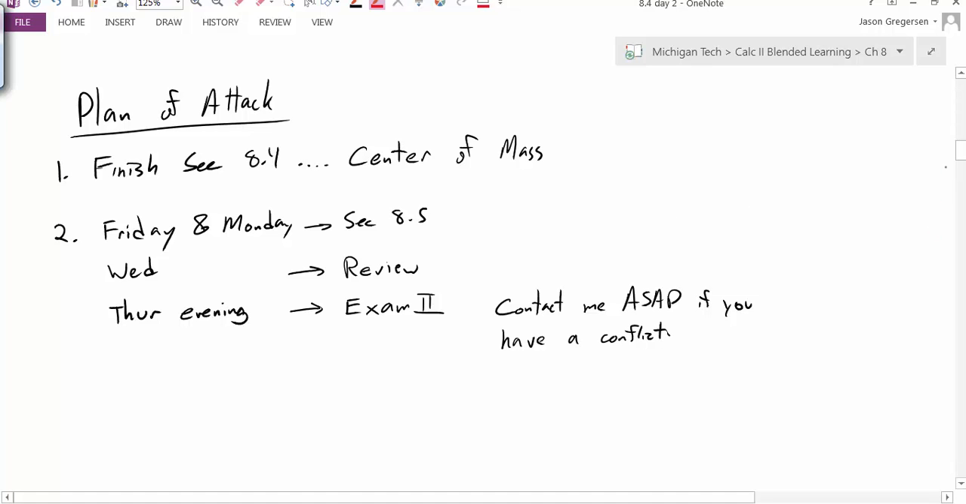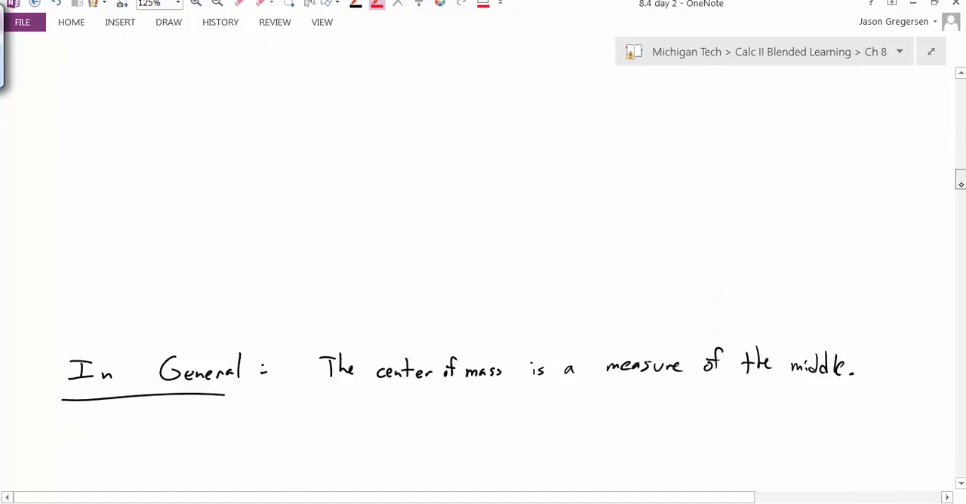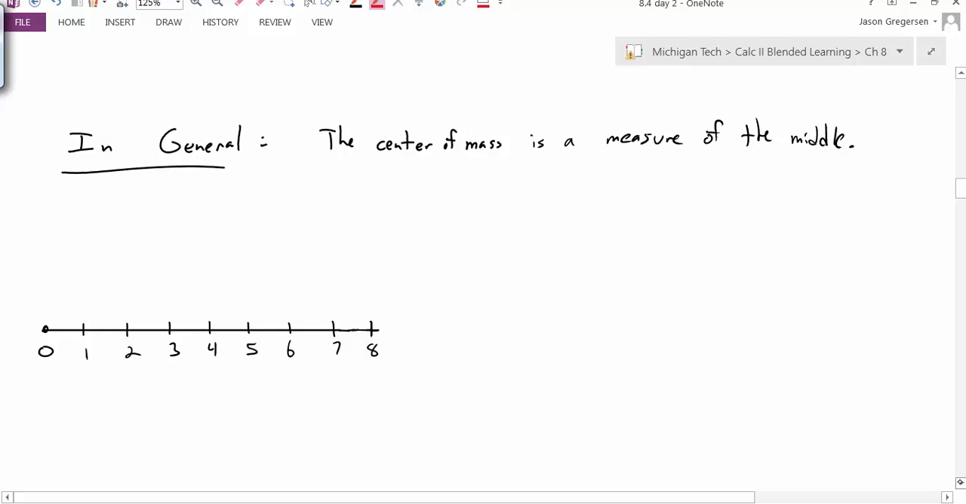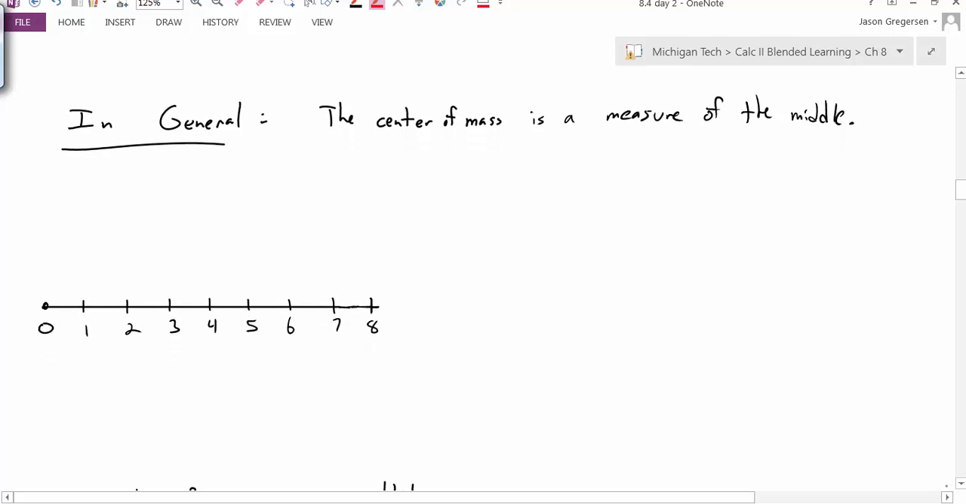All right, so let's look at center of mass. In general, the center of mass is the measure of the middle. It's the balancing point. If this thing was a teeter-totter, it's where the middle is. It's how you balance something. If this was just some metal rod, and I wanted to balance it on my finger, where would I put my finger? In the middle. I put it right there, and I'd balance it on my finger, and it would be very impressive.